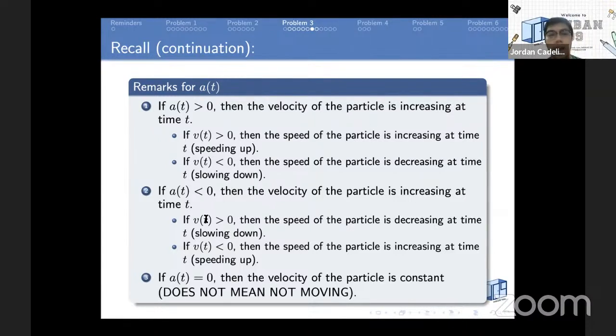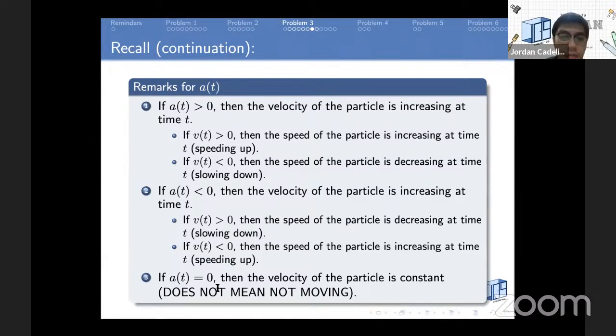Ngayon naman, if a of t is less than 0, then the velocity of the particle is, may typo dito, decreasing dapat to at time t. So, bale, if v of t is greater than 0, nagde-decrease yung speed ng particle. So, bale, parang nagbabawas na yung acceleration. Then, if v of t is less than 0, then the speed of the particle is increasing at time t. So, bale, pag nasa opposite direction na siya, nag-i-increase pa lalo yung kanyang speed since nagde-decrease yung acceleration.